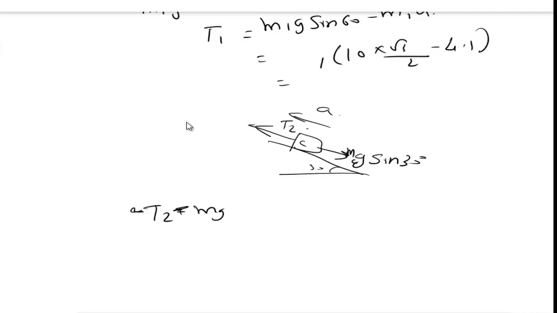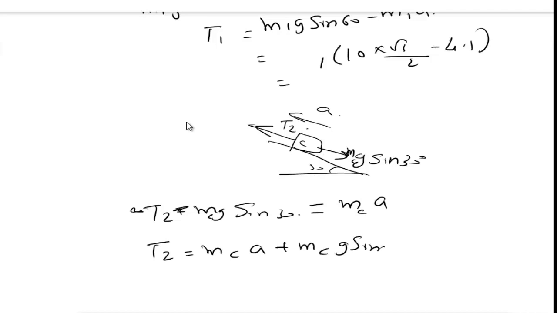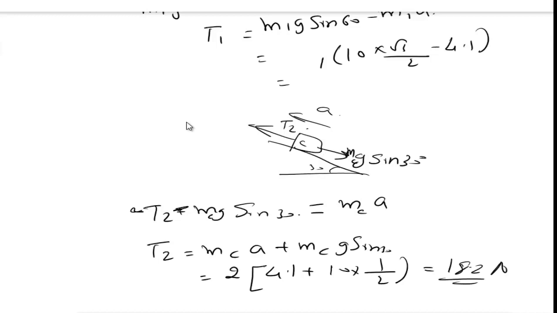So here T2 minus mc g sin 30 equals mc a, mc into a. Here also mc. Therefore T2 we will be getting as mc a plus mc g sin 30. mc we already got as 2, 2 into acceleration 4.1, plus 10 into sin 30 is 1 by 2. While you are solving, you will be getting it as 18.2 Newton. Children, please check, are you getting it or not?